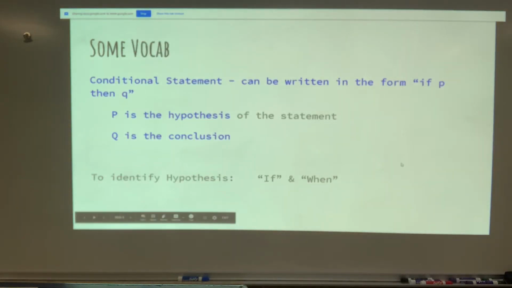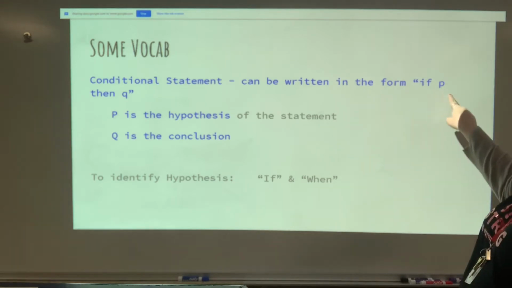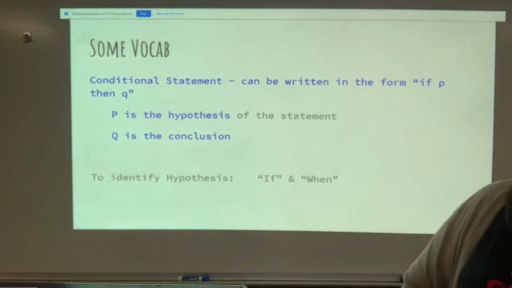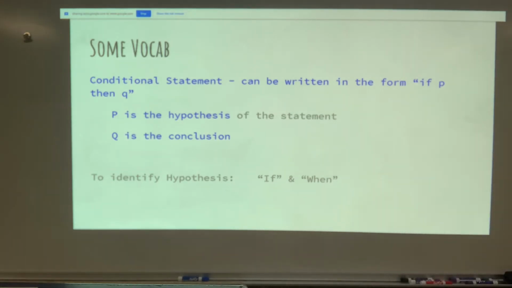All right, we're going to roll on to some more vocabulary. We talked about conjectures. Now we're going to talk about conditional statements. Conditional statements can be written in the form if P, then Q. All right? So take a second and write that down. Get a little thing in your notes about if P, then Q is the form of conditional statements.